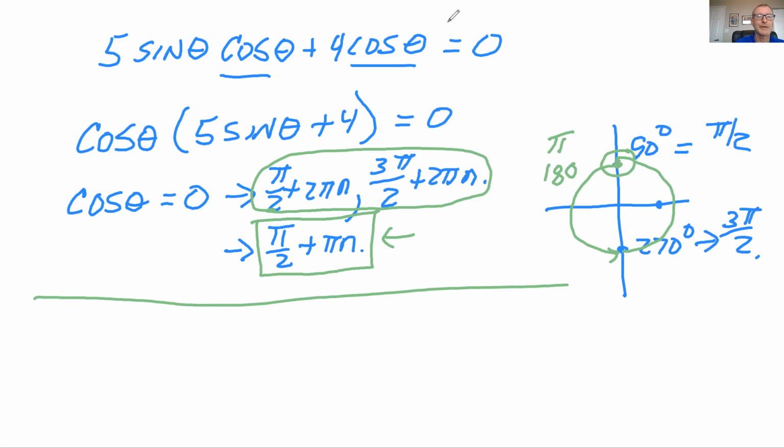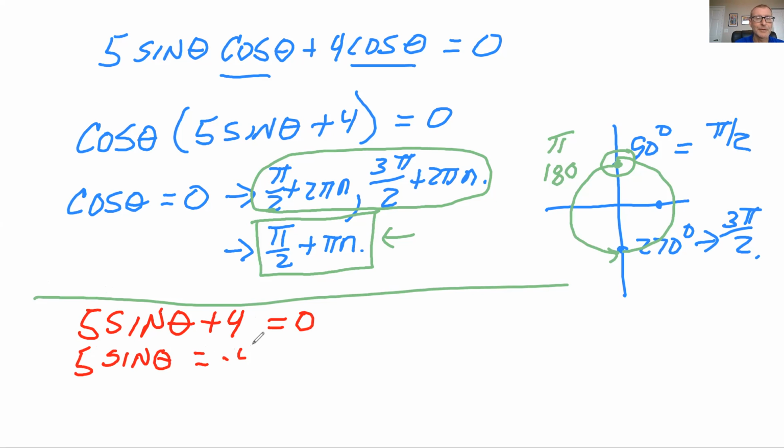Let me do that in red. We have 5 sine of theta plus 4 equals 0. So we solve for that. You'd have 5 sine equals minus 4. So sine of theta equals minus 4 over 5. And if you did it in decimal, it'd be minus 0.8.